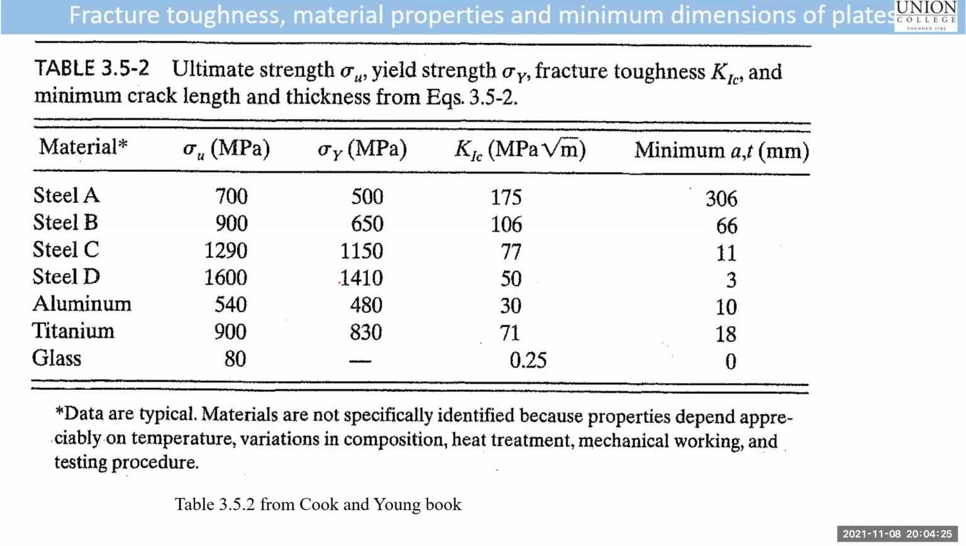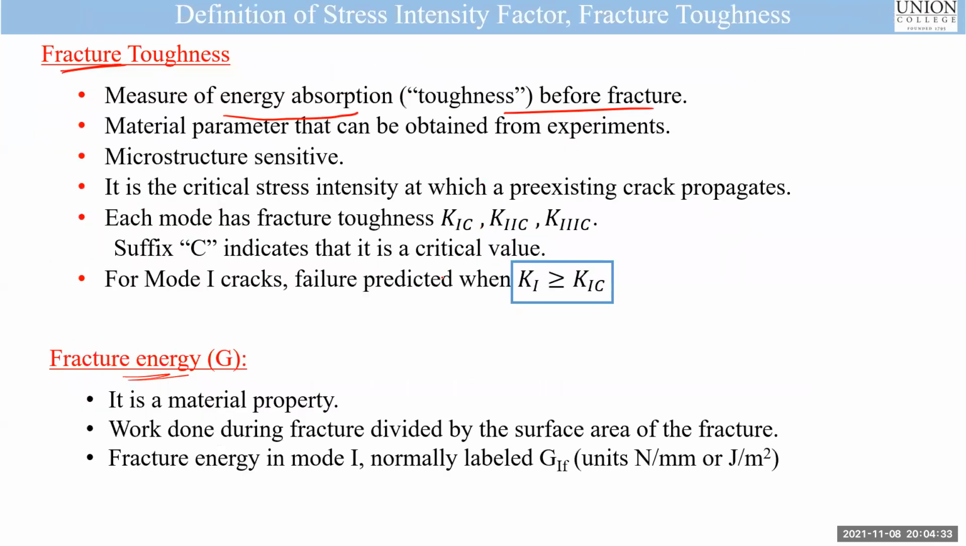I'm going to show you some values. As I'm saying, it's a material property. Steel will have some value, aluminum will have some other value, right? That's why it's microstructure sensitive. It's a material parameter that can be obtained from experiments, and all the material databases will have it. If you have a martensitic or austenitic microstructure, it will vary based on the type of steel. 416 martensitic steel will have some other fracture toughness versus austenitic steel 304. So it's microstructure sensitive.